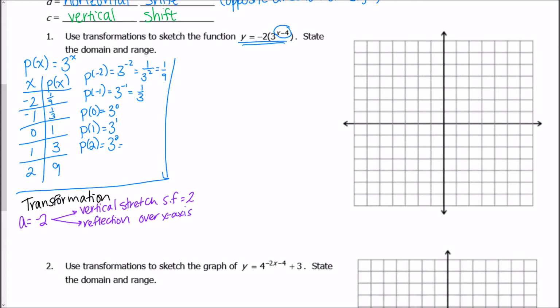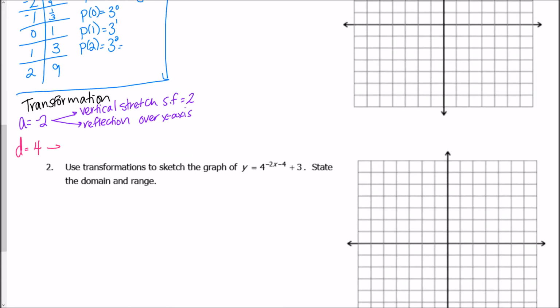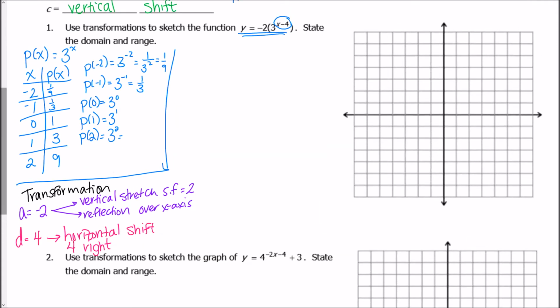Okay, and then I also have up here this x minus 4. So that means that I have a d value that's equal to +4, because remember, it's always the opposite sign. This is x minus d, so in order for d to work here, the d has to be +4 to get x minus 4. And what this is telling me is that I have a horizontal shift 4 units to the right. Okay, so now that I figured that out, that's going to help me out with my chart.